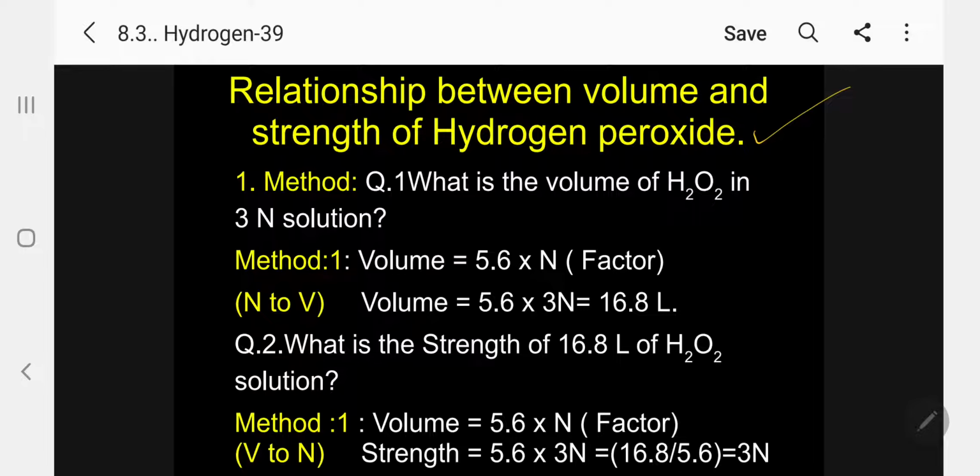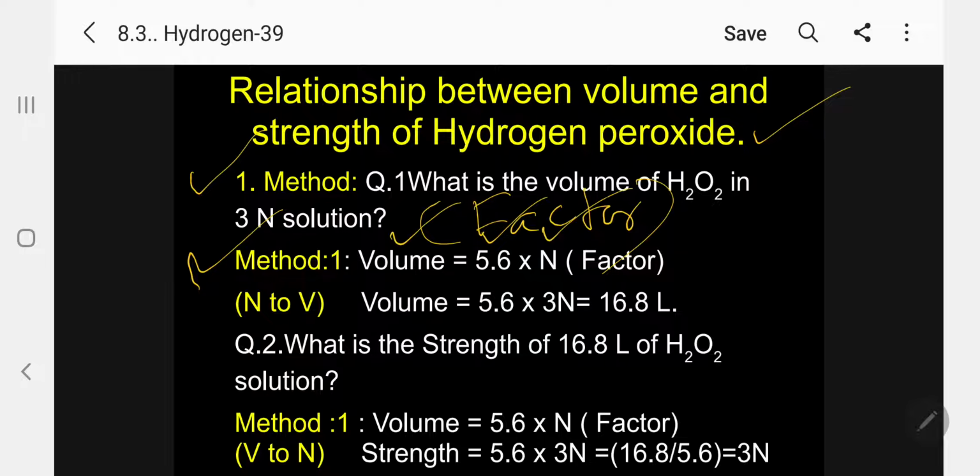So for this, let me take method one. This is called the factor method, because the factor is already proved to be a constant, 5.6. In method one, I can say simply volume equals 5.6 into normality, for a 30% solution, whatever may be the percentage of solution of hydrogen peroxide. This is the formula you can apply. So if N is given, volume can be calculated. If volume is given, N can be calculated.